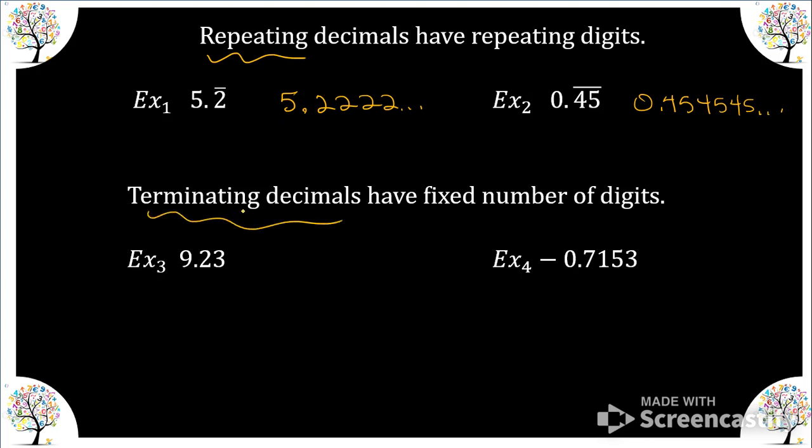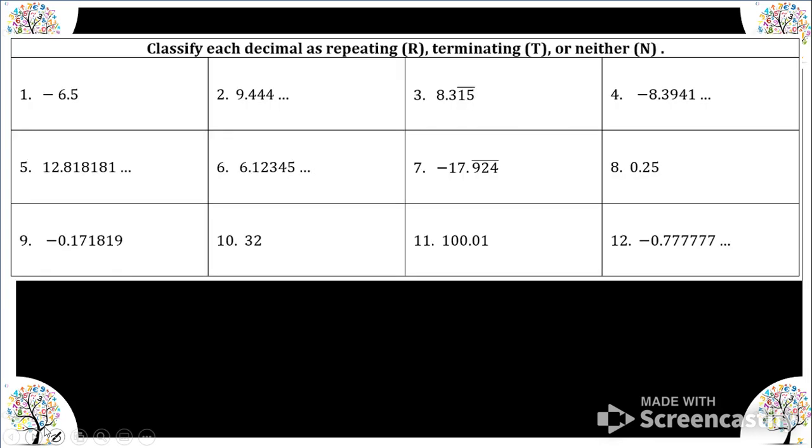Terminating decimals means that it comes to an end, the word terminate, to end. 9.23 or 9 and 23 hundredths. The number stops. This is a rational number, as well as this negative 0.7153. It comes to a stop. It is a terminating decimal. Therefore, it is rational. So pause the video and classify these numbers before we move to the next part of the lesson.